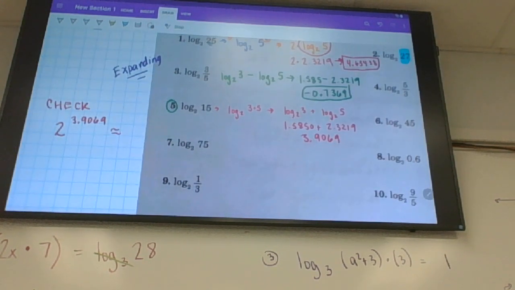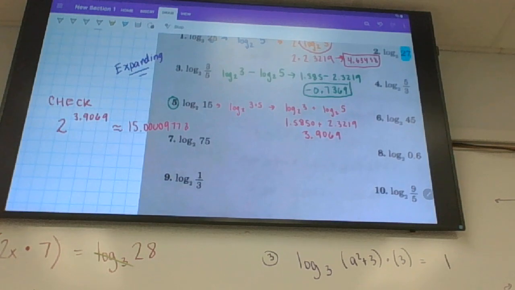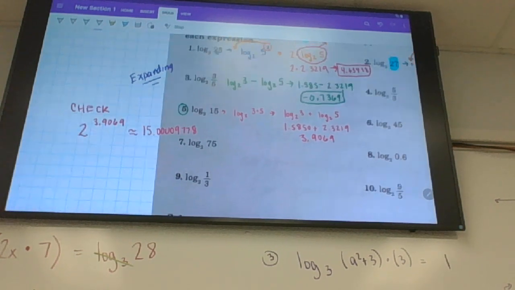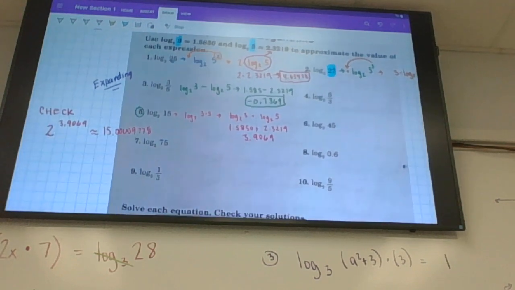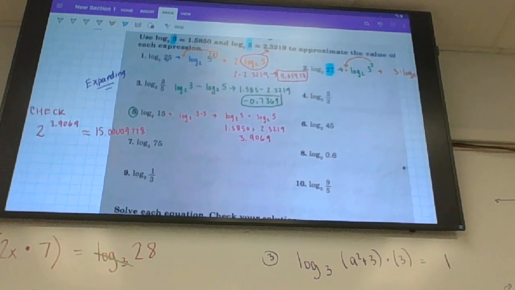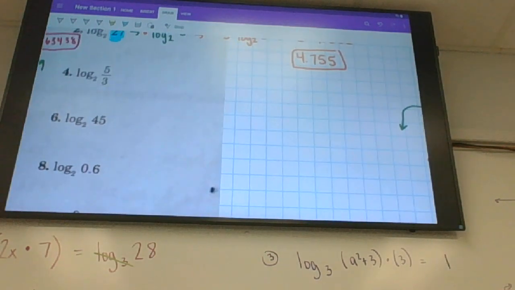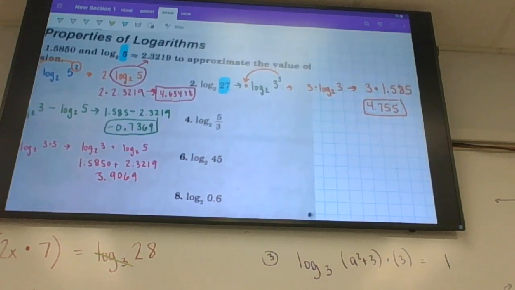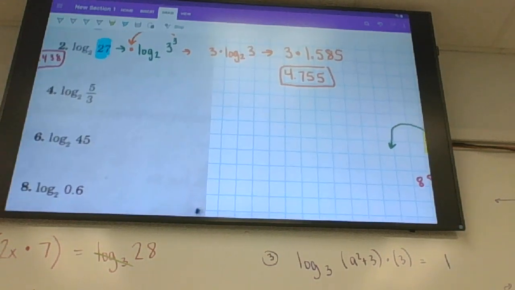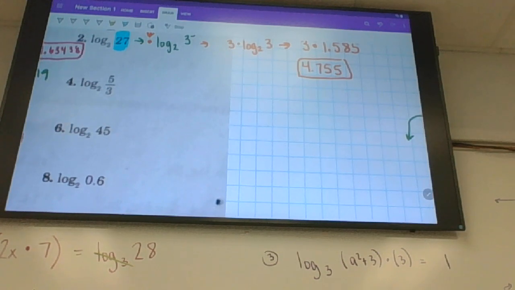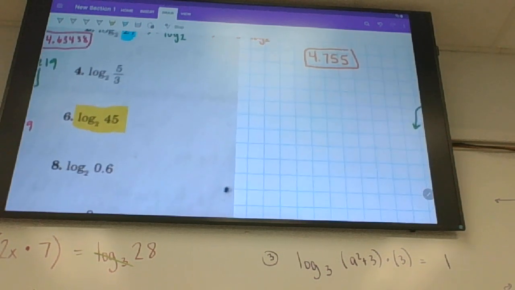Anyway, if you check this, it comes out really close to 15. So we have to keep going on that to get even closer. Do we need to do any more? That's it? Actually, I did want to do 45. Number 6, I did say out loud to do this one. I don't want to cut you short.